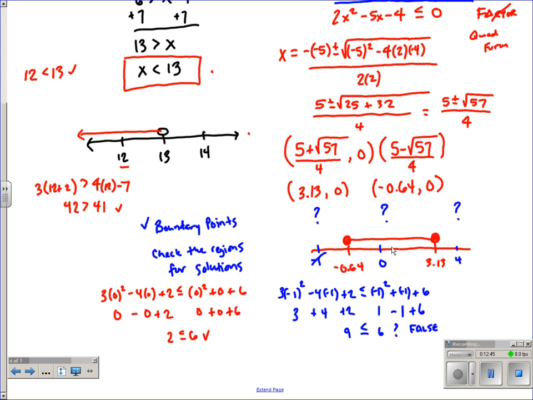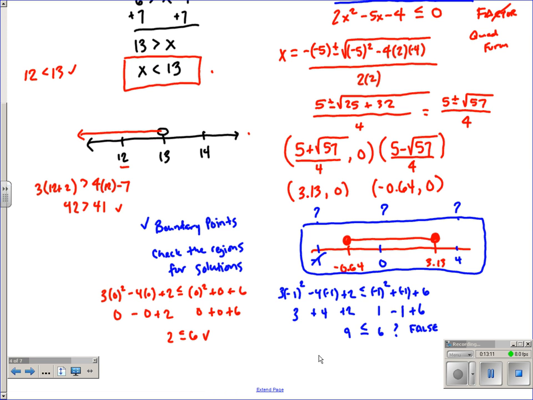So what we have here is a conjunction. So we have our graphical solution. We just need to write it algebraically. So what I would think about is this. We had (5 plus radical 57) over 4. Remember, that was our 3.13. What's this inequality here? Notice it's going backwards here.